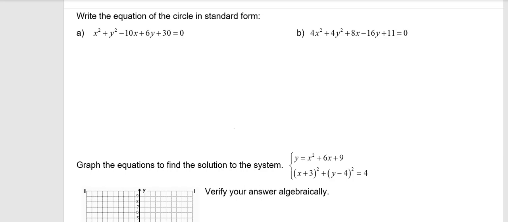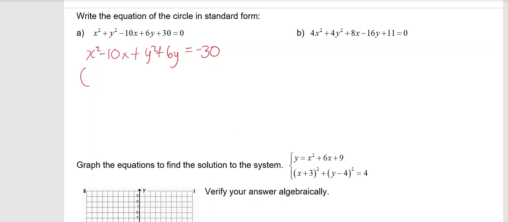So how about for A? What if I rearrange these terms like this? X squared, I put the x terms together, and I'll put the y terms together. And maybe I'll subtract the 30 from both sides, and it'll be on that side. Is there anything jumping out at you here that might help you to come up with the equation of a circle? I surely hope you're thinking, complete the square, because that's exactly what we're going to do.